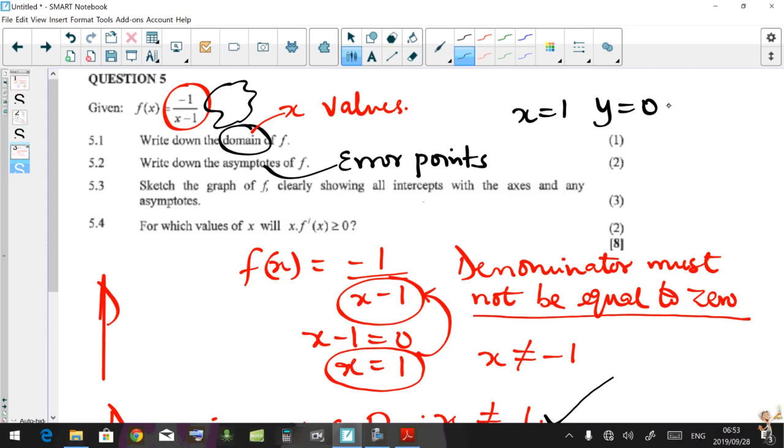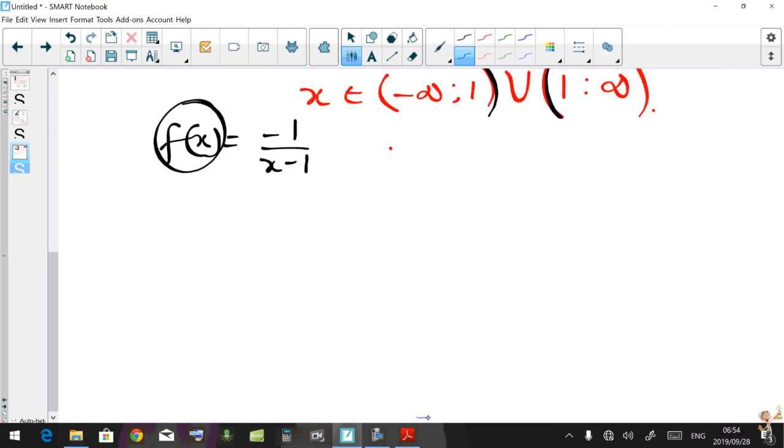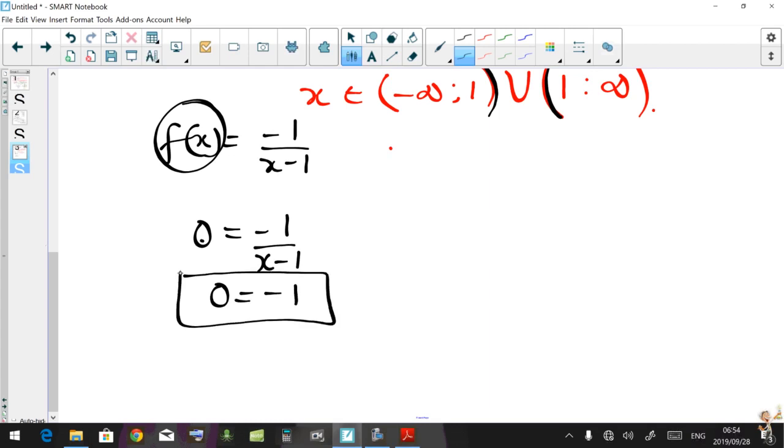Let me show you that if y equals 0, this thing would make no sense. It will make absolutely no sense. You have f of x equals negative 1 over x minus 1. Let's make y 0, just to show you: 0 equals negative 1 over x minus 1. Can we cross multiply? The whole of this multiplied by 0. I mean, this is mathematical jargon. Makes no sense. So that's what I was saying. Our x equals 1 and our y equals 0 are our asymptotes.